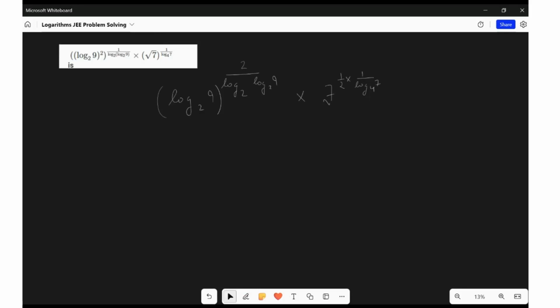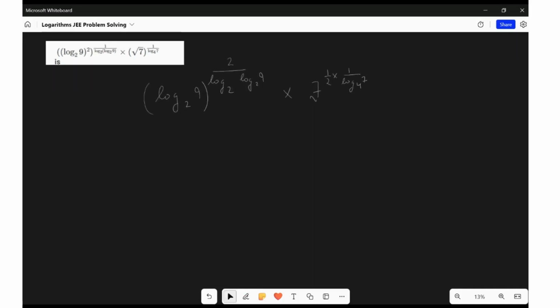So let's write further. Log 9 base 2 to the power, now using the base changing theorem, we can write 2 multiplied by log 2 base log 9 base 2. We just use the base changing theorem that log b base a is 1 by log a base b.